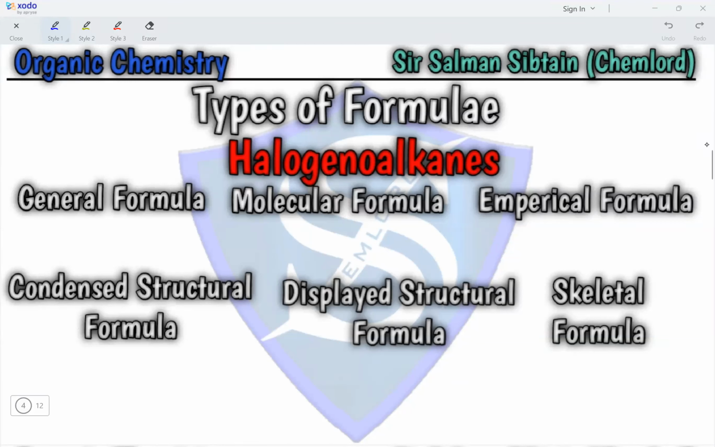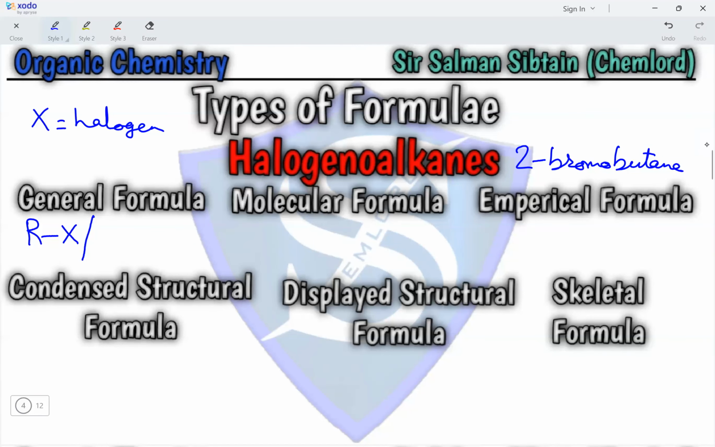Next, we'll be looking at the types of formulae for halogenoalkanes. So a 4 carbon halogenoalkane can be 2-bromobutane. The general formula of halogenoalkanes can be written as RX, where R stands for the alkyl group and X stands for a halogen atom. X here is halogen, and the halogen that we are using as an example is bromine.